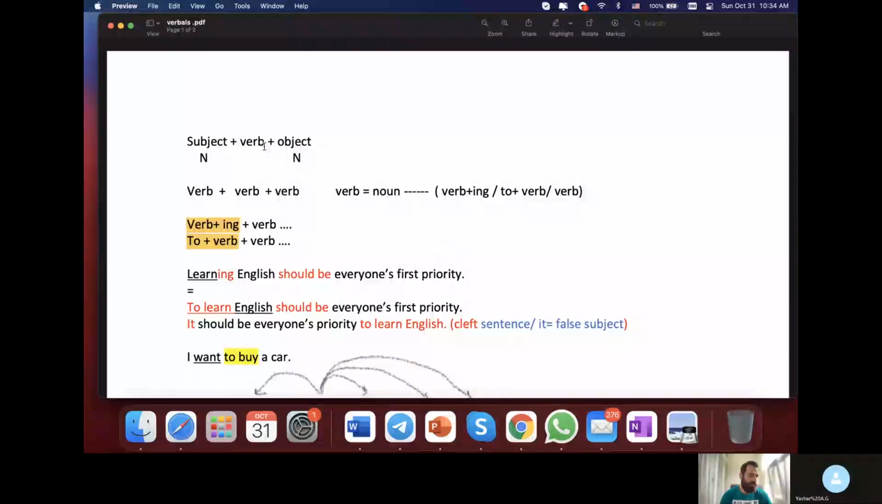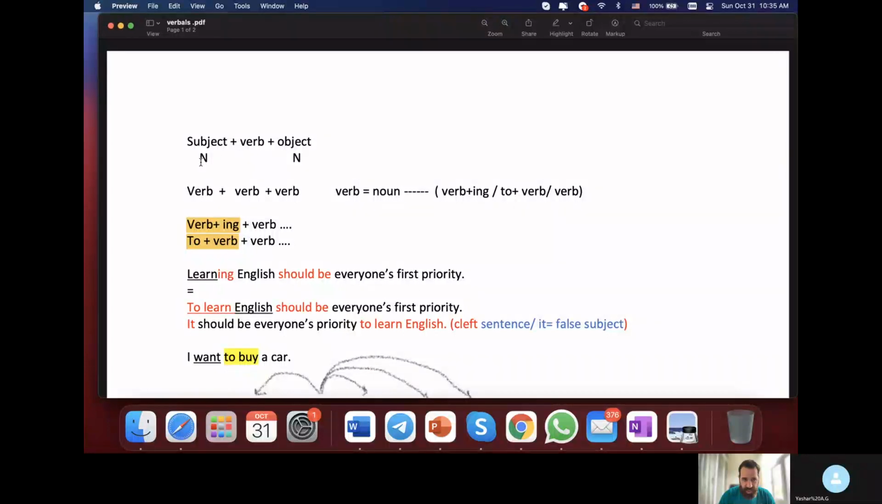What are the verbals? You should know that in English we have SVO word order. It means that we need a subject, and after the subject we need to have a verb. And after the verb, we can use other things. But if you have an object, it is another noun.